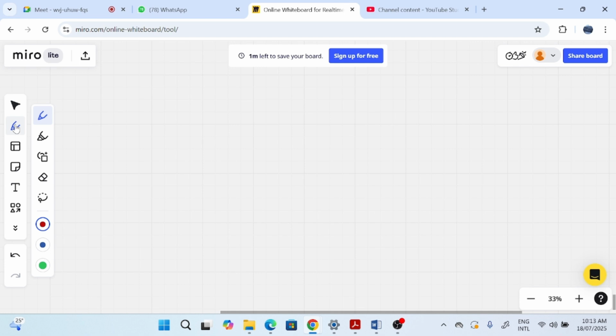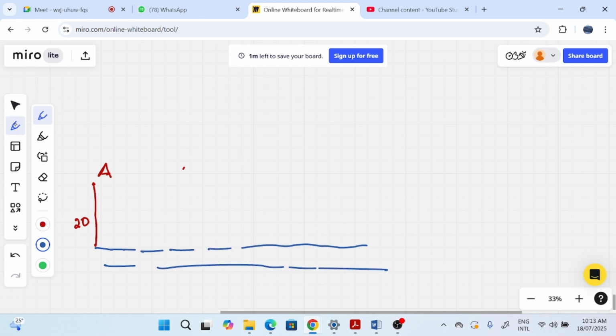At a point A. So this is your point A. We will go word by word. 20 meters above the water level. So this is 20 meters above the water level. So there is water below this. You have to know that. There is water below this. Okay, it is like this.